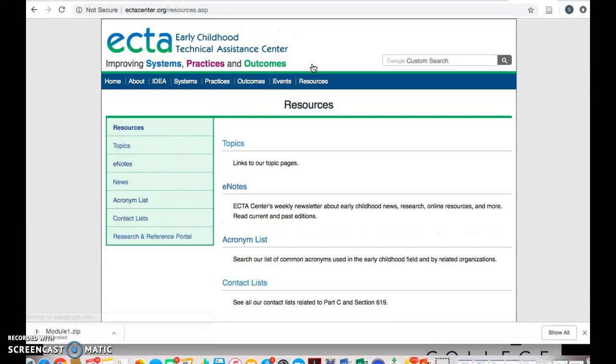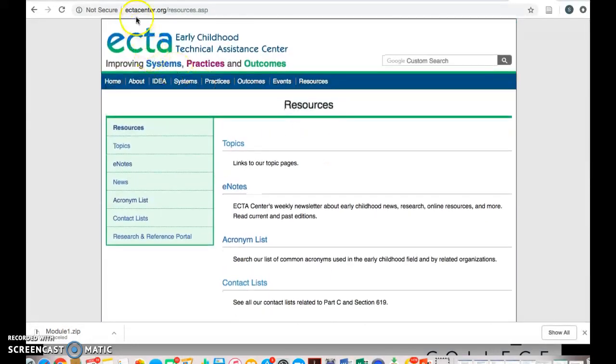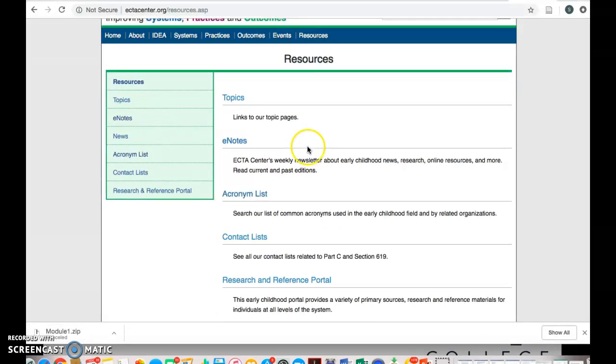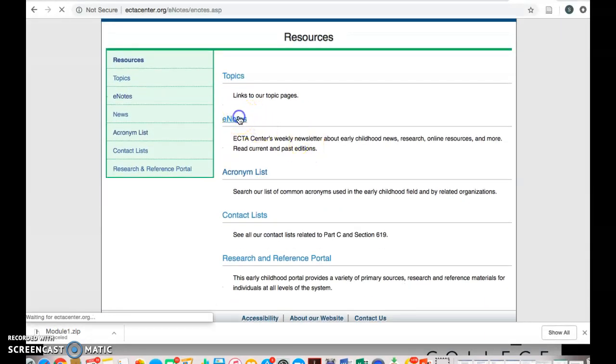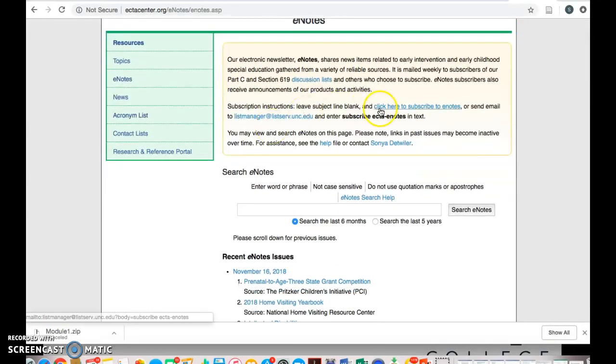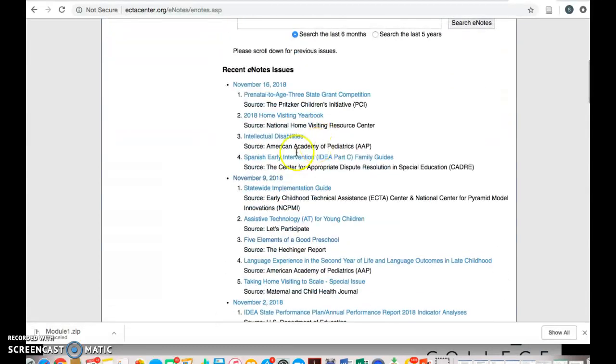So I want you to visit the resources tab, okay? You're just going to type in ACTA Center on your browser and go to resources, and then I wanted to show you the e-notes. This is something that Tammy mentioned. E-notes are something that you can subscribe to. You would just click right here to subscribe to them. And these are examples of what they are.